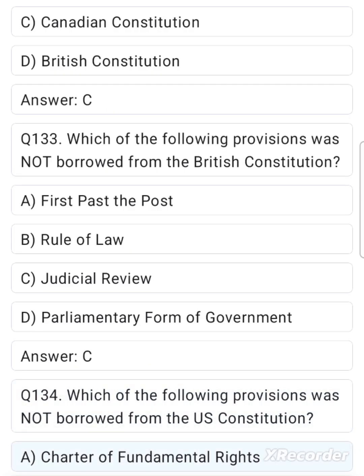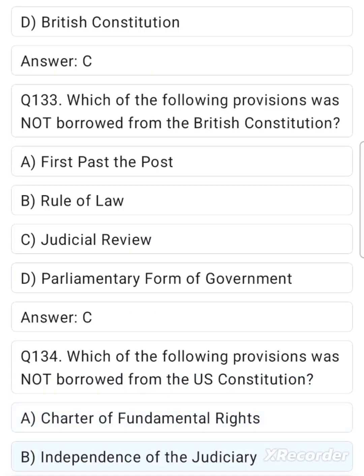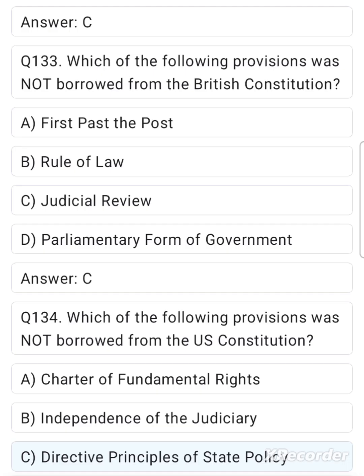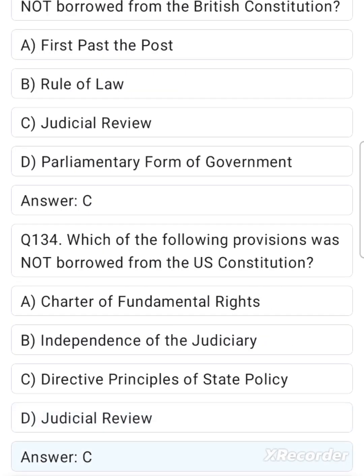A. Charter of Fundamental Rights. B. Independence of the judiciary. C. Directive Principles of State Policy. D. Judicial review. Answer. C.